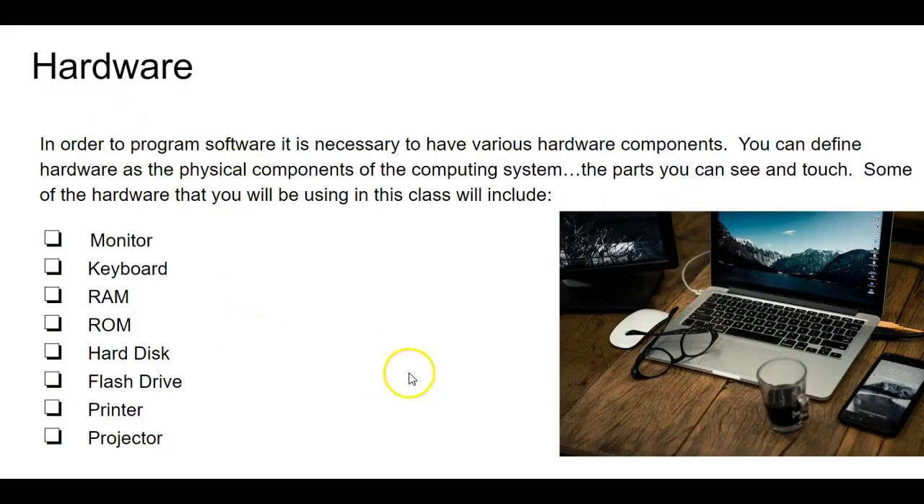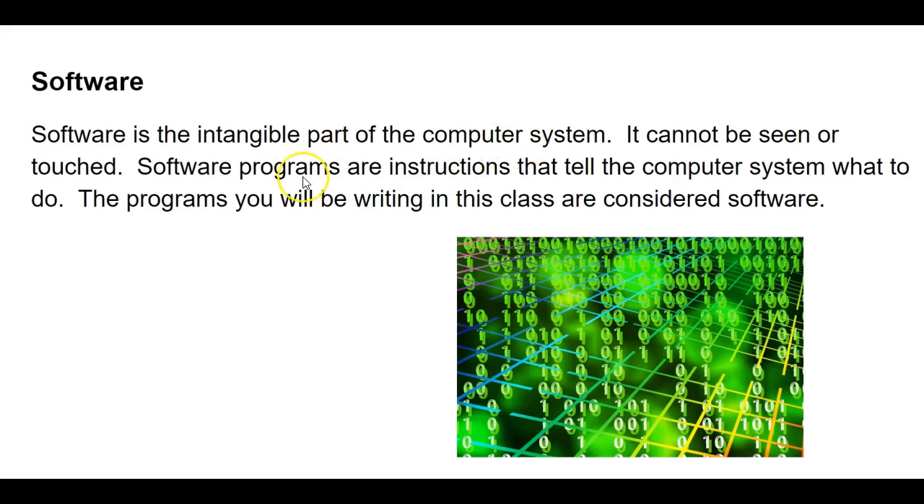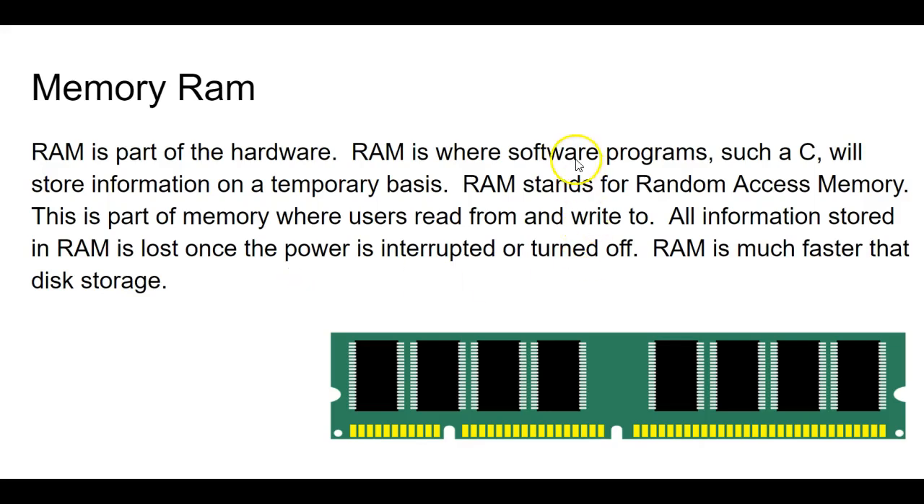Number one is hardware. Hardware would be the physical components of the computer system, your monitor, your keyboard, and so on. Software is the intangible part. It's the code we write. We can't hold it or feel it, but the computer can execute the statements in the software instructions.